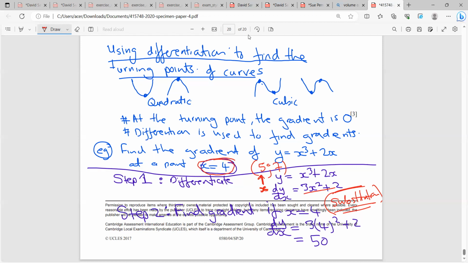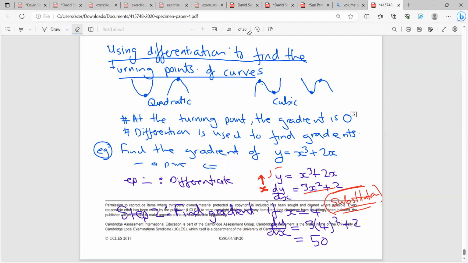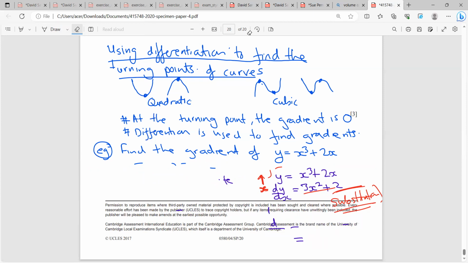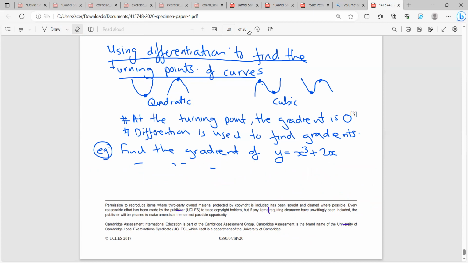Now let's get back to today's lesson in which we want to find the turning point. So we have established that at the turning point, the gradient is 0. So we need to find the x values. I'm going to just modify the question.